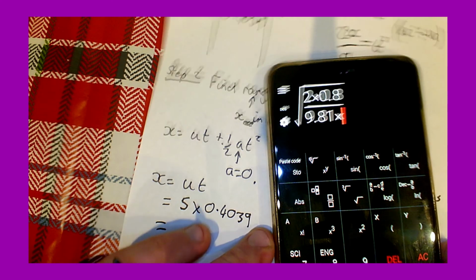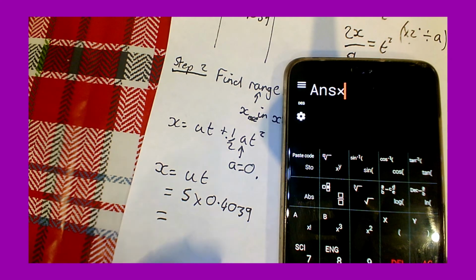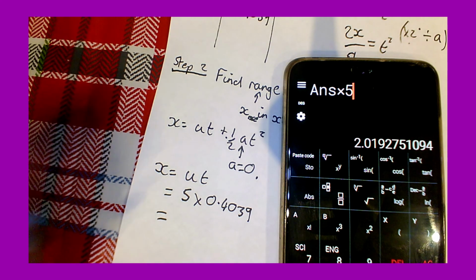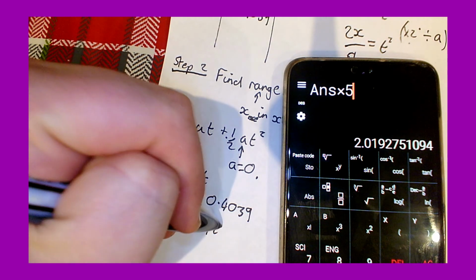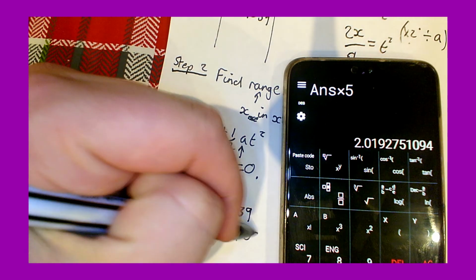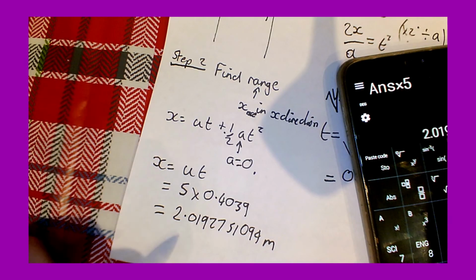So on our calculator, we're going to actually do our answer times by 5. So we could have got away without storing it. Storing it just means if it switches off or whatever, we keep it in there. So we've now got that is 2.0192751094 meters.